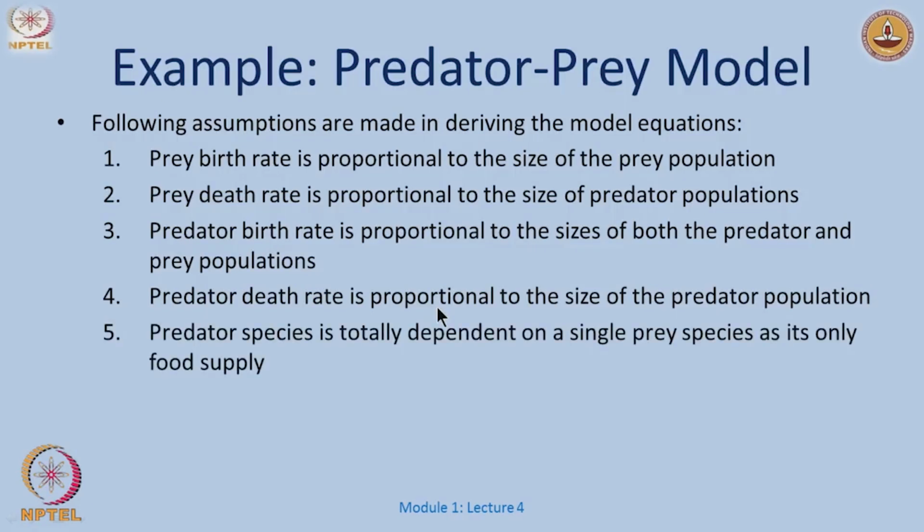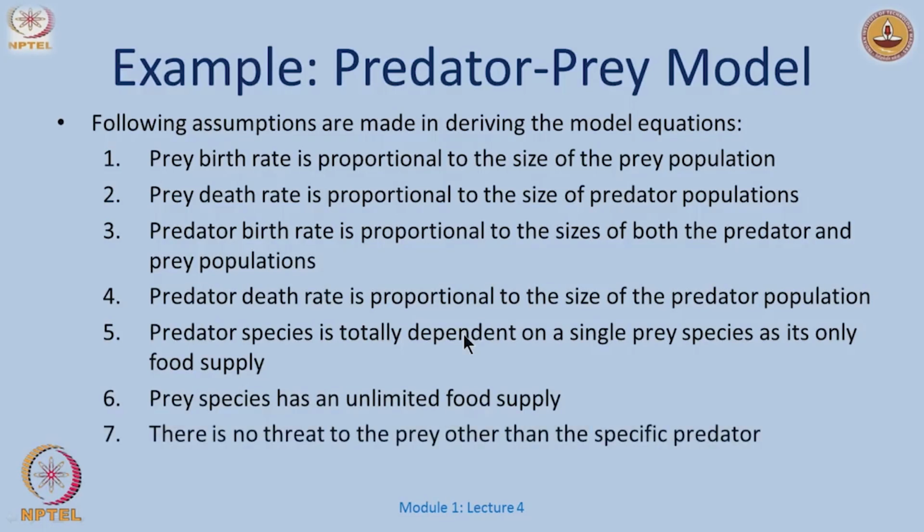Further assumptions are that the predators have nothing else to eat except the small fish. The big fish have nothing to eat except the small fish, or in other words, the predator species is totally dependent only on a single source, the small fish, for food supply. And the prey species have unlimited food supply and nobody else eats them except the big fish, right. There is no other threat to the prey apart from this specific predator, which is the big fish.